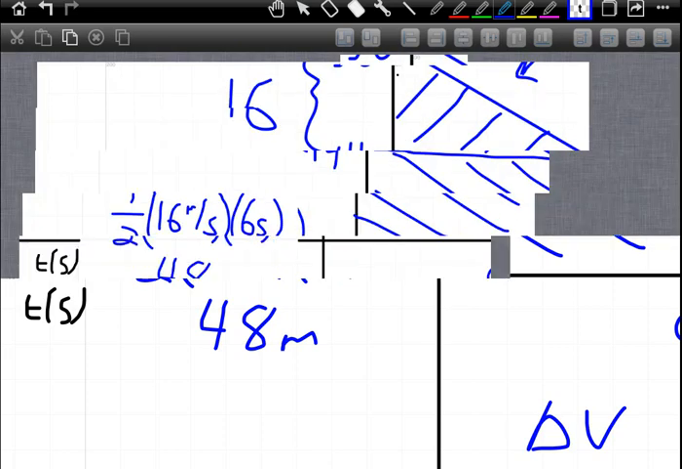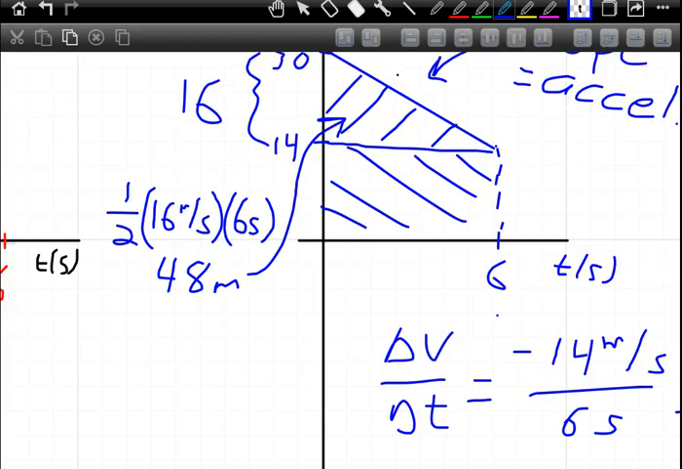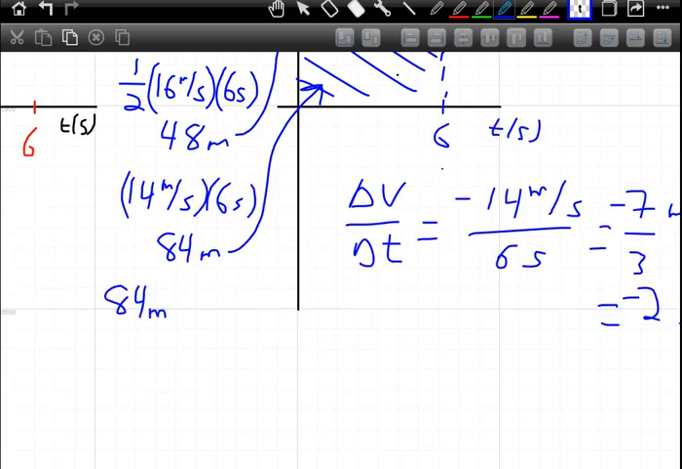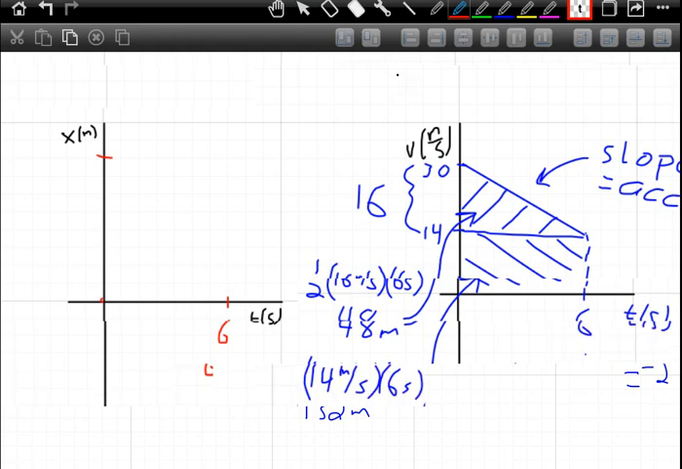Then the bottom, the rectangle on bottom, so the 48 goes there. The bottom would be the height of 14 meters per second times the base of 6 seconds, and that would be 84 meters. So that's the area of the rectangle. If I put those two together, my 84 meters plus 48 meters, ultimately I get a total area of 132 meters. So now on my position graph, I know this top part is 132 meters.